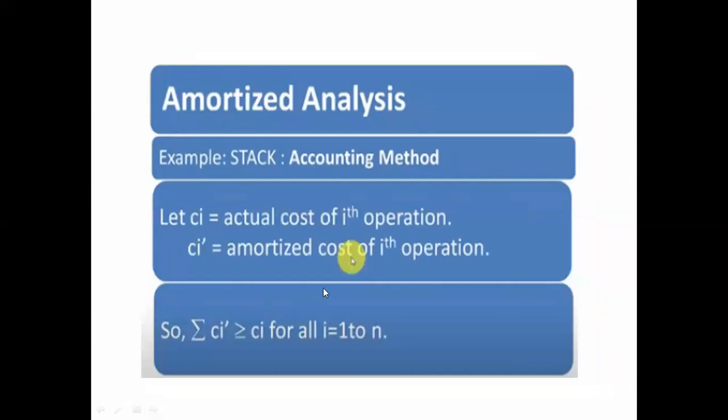So I am taking two variables, Ci and Ci dash. Ci is the actual cost of the ith operation. Ci dash is the amortized cost of the ith operation. So the sum of Ci dash is greater than or equal to the sum of Ci for i equal to 1 to n. So always Ci dash is greater than or equal to Ci, for i from 1 to n. For better understanding, see the example here.